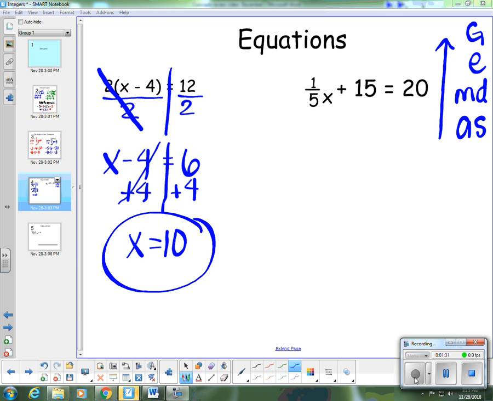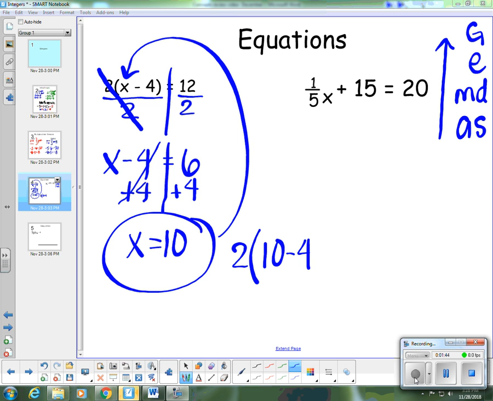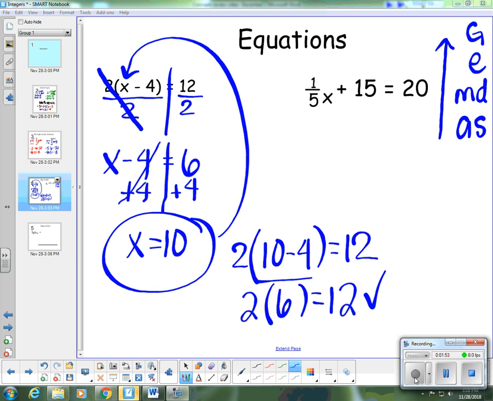It is so important to take this x and plug it back in. We're going to take this 10 actually and plug it back in for x. So we have 2 times the quantity 10 minus 4, and we're saying that that is equal to 12. Well, let's see. 10 minus 4 is 6, and 2 times 6 is 12, so that works. So it's important that we plug it back in just to check it.